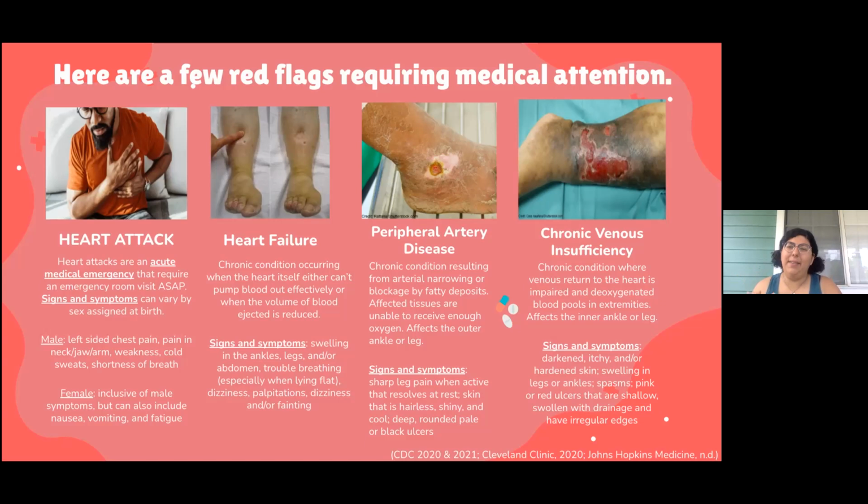And for venous insufficiency, if you see skin that looks really bruised, blood is pooling in people's ankles. And so you're going to see that darkened, hardened skin. And all of these can be treated with medical attention. They can't necessarily be solved, but they can be managed, and these are all progressive. So they can be slowed in that progression.